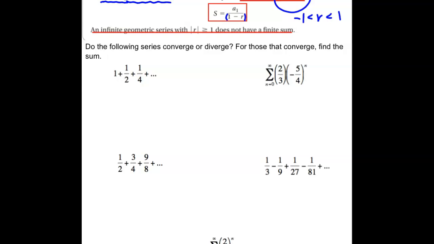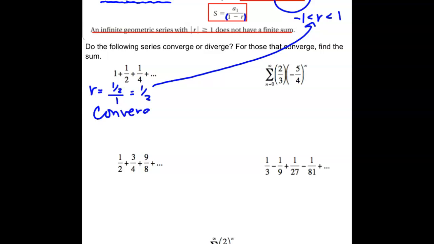So looking at this, to figure out our R value, we take the second term and divide by the first term. Well, half divided by 1 is just 1/2. And you'll notice that each time we're taking half of the previous number. So 1/2 is a value that fits in that range. So this one we would say converges, and so we can find the sum.